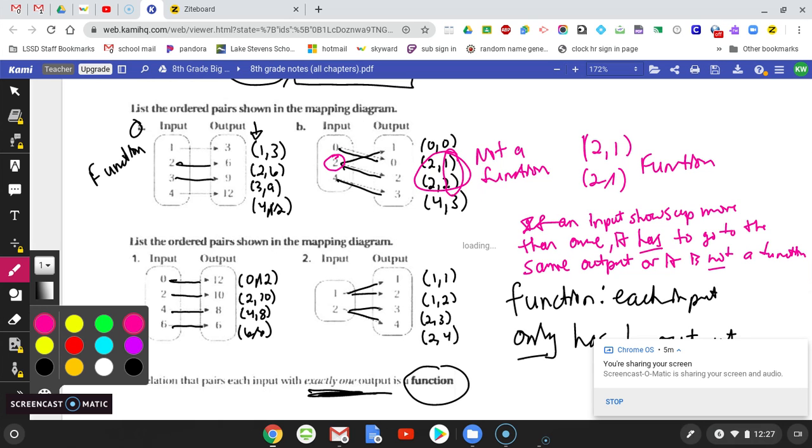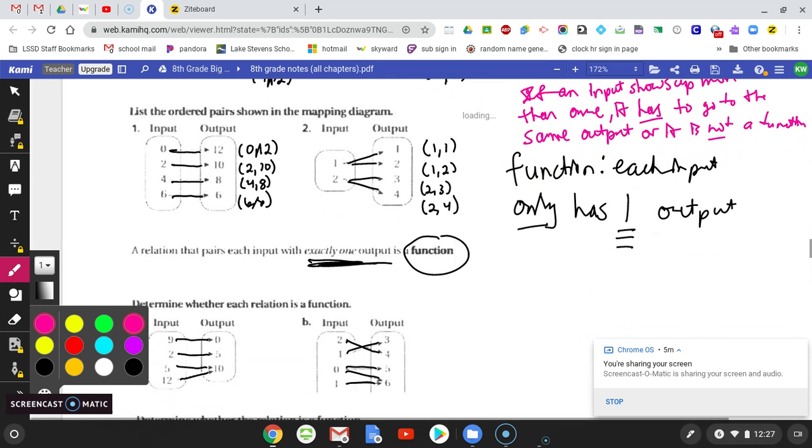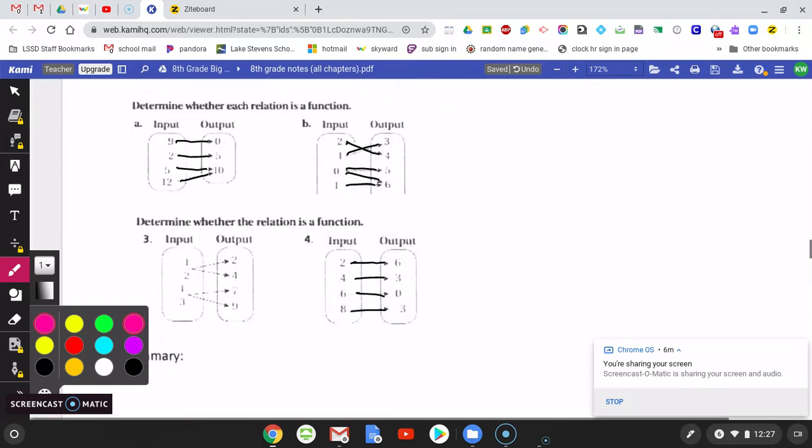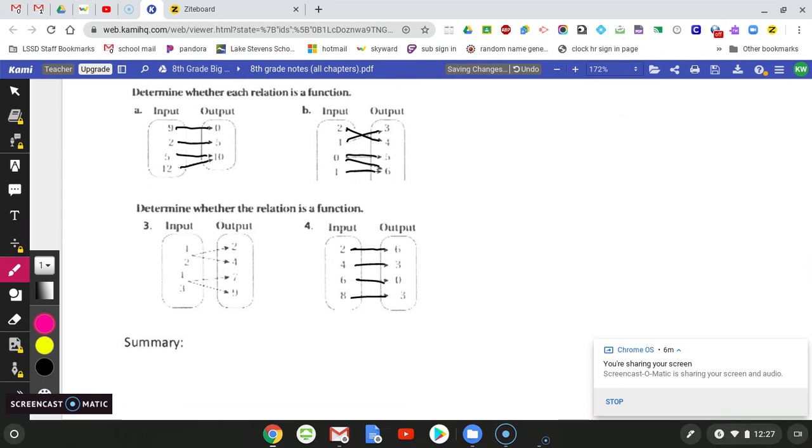Okay? So look at number 1 and 2. Are those functions or not? Number 1 is yes, it is a function. Each input goes to only one output. But number 2 is not a function because 1 goes to 2 and 2 also goes to 2. So you've got 4 to try here. I want you to tell me on A, B, and on 3 and 4, are they functions or not? Pause it, come back and check and see how you did.